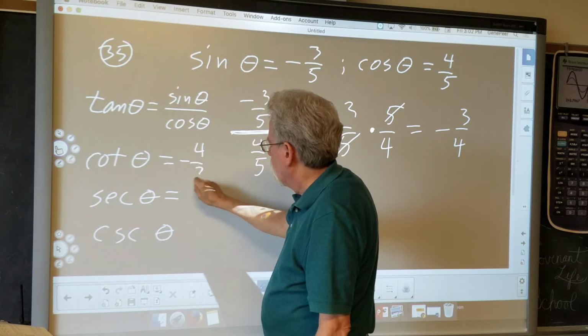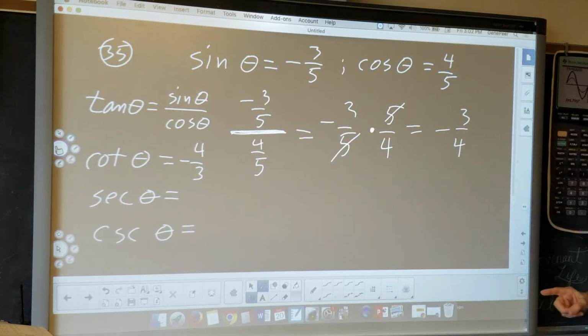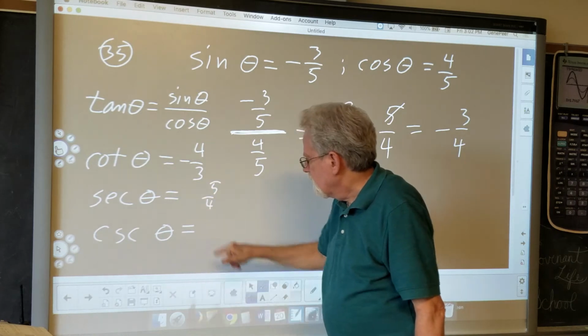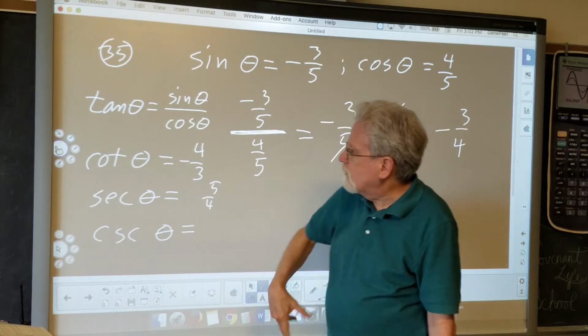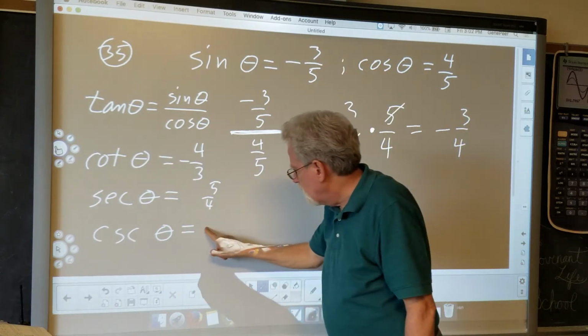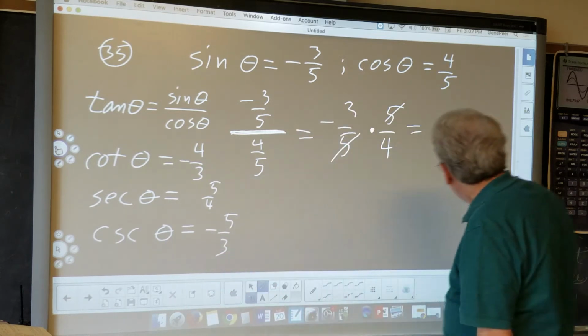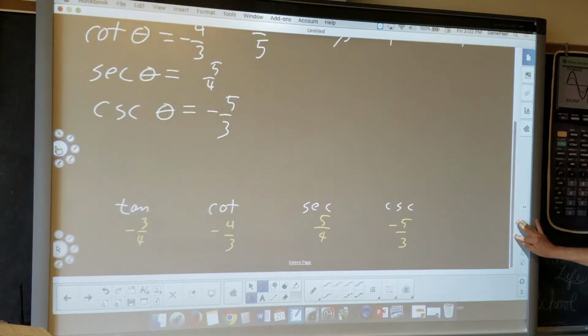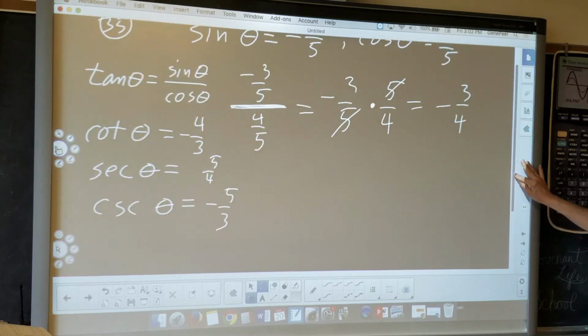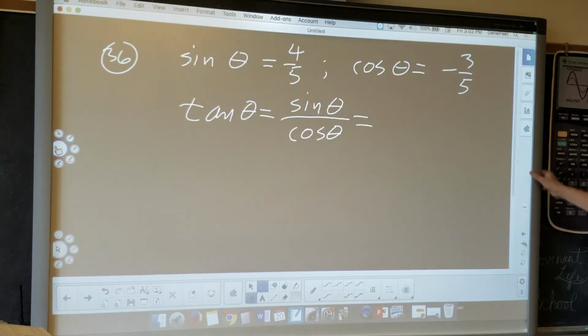Negative 4/3. Now the secant is the reciprocal of cosine, so secant must simply be 5/4. And then cosecant is the reciprocal of sine, so it's nothing more than negative 5/3. I think I have the answers down here just to make sure we didn't do anything silly. Tangent, negative 3/4, cotangent, negative 4/3, secant is 5/4, and cosecant is negative 5/3. Everything is cool. And we move on to number 36.